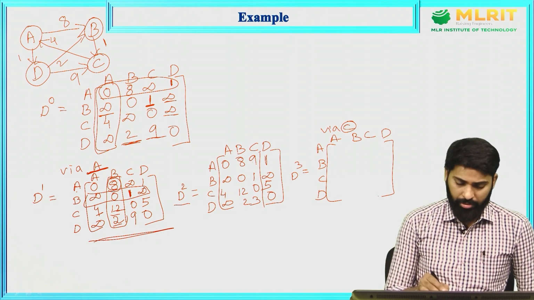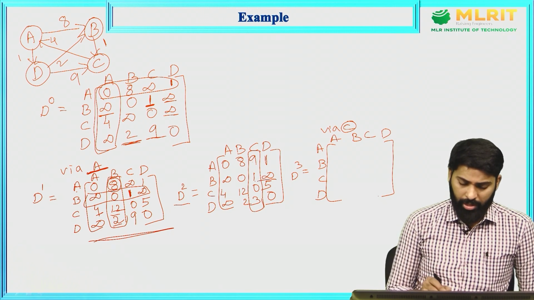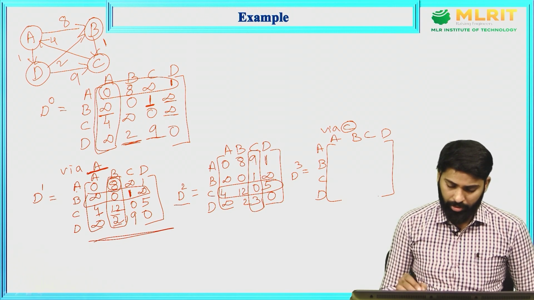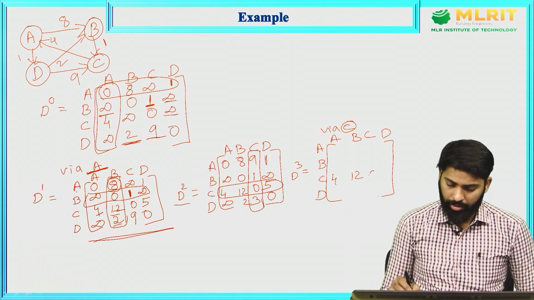So these two are vertical, and this is the horizontal. So these values we are going to write: 4, 12, 0, 5. For C, 9, 1, 0, 3. So the diagonal values are 0.